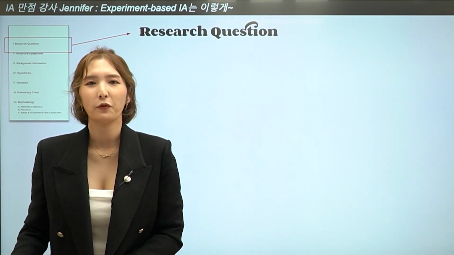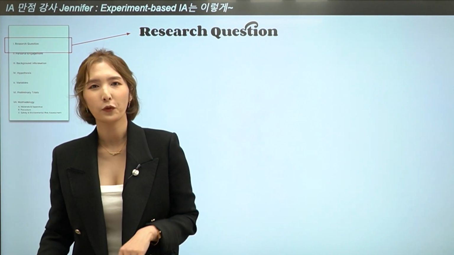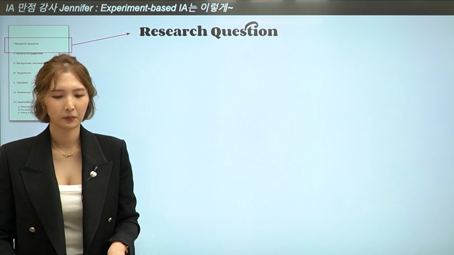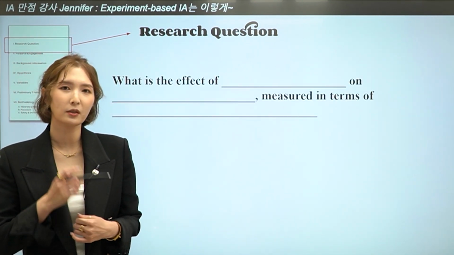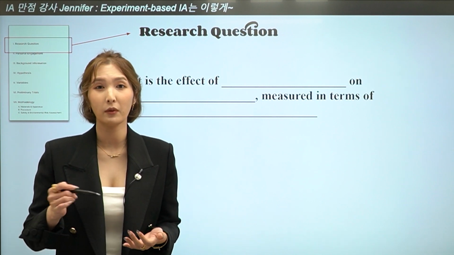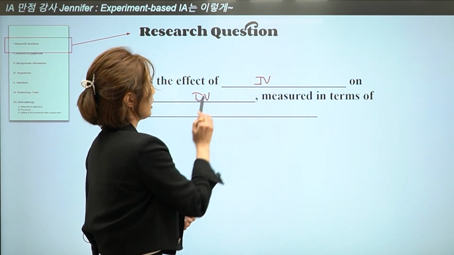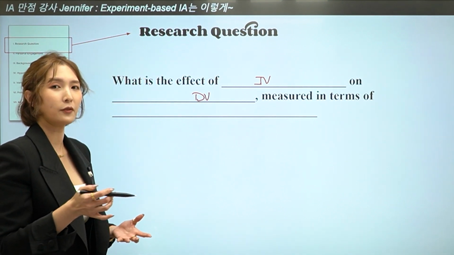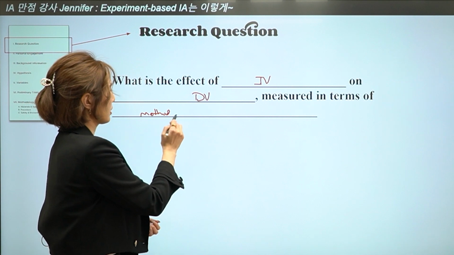In this video, I will share a few tips on how to write the exploration section of experiment-based IAs. So first, you have your research question, which is usually written in the format of what is the effect of IV on DV, or how does IV affect DV? So this will be your IV. This is your DV. And then you will describe how you measured or quantified your DV. So, method of measurement.